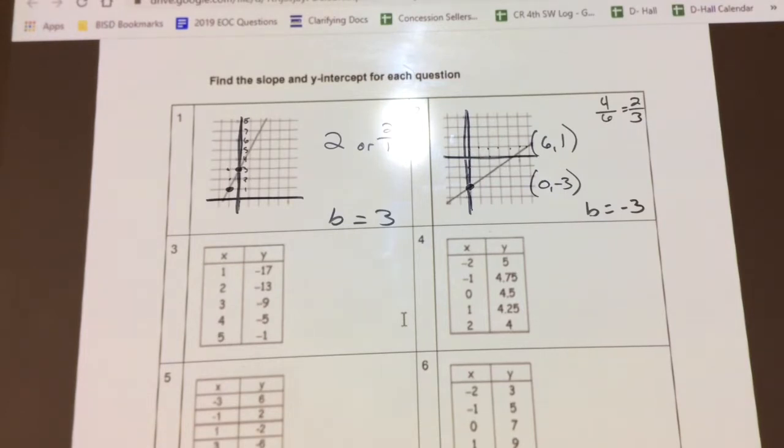Okay, what'd you get? 4 over 6 is 2. Good, yeah, 4 over 6, okay? But we always simplify. And if I divide 4 over 6 by 2, I end up with 2 over 3. Still good?